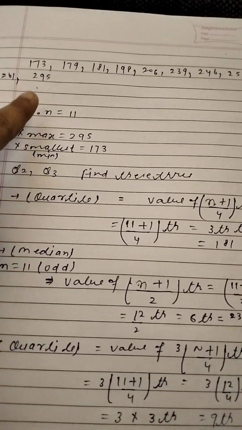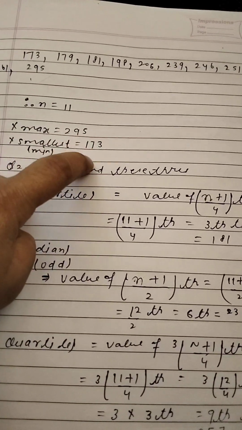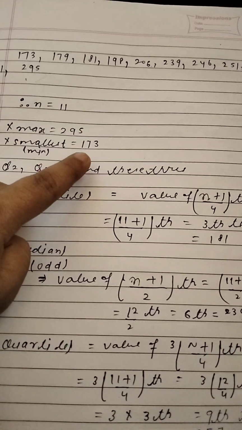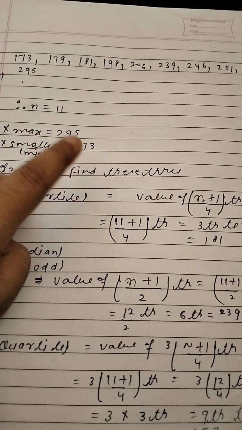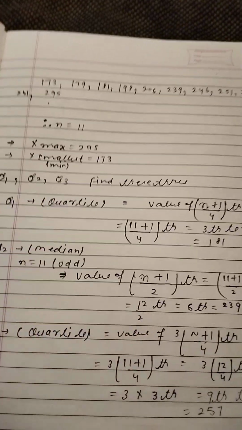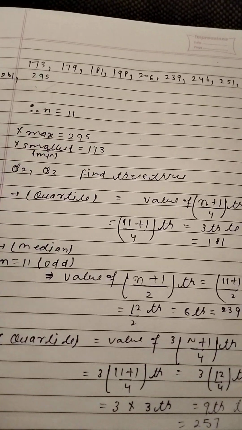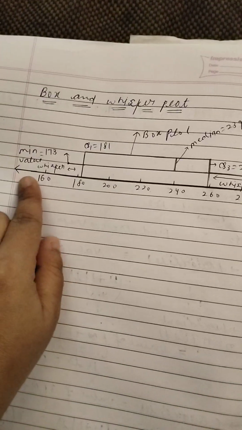Why a range? Because the lowest number is 173 and the highest number is 295. You can take 160 to 300, or 170 to 300, both are the same. Now we have 5 things: minimum, maximum, quartile 1, median and quartile 3. This is the diagram. How to make this diagram?